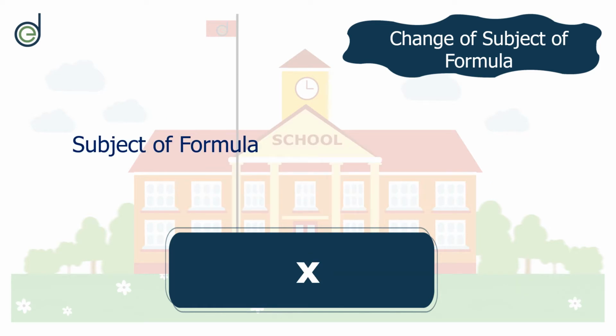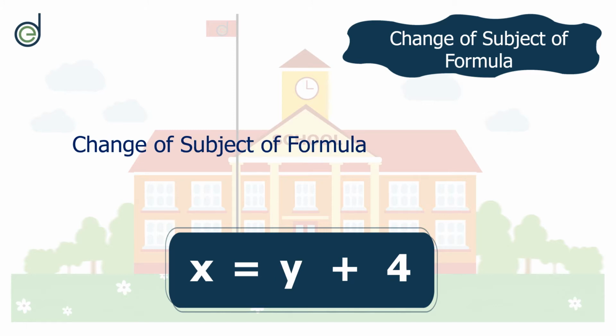The subject of a formula is the single variable to which everything else in the formula is equal. The subject of a formula will usually be positioned to the left of the equal sign. For example, x equals 2y plus 4. In this example, x is the subject of the formula because everything is equal to it.